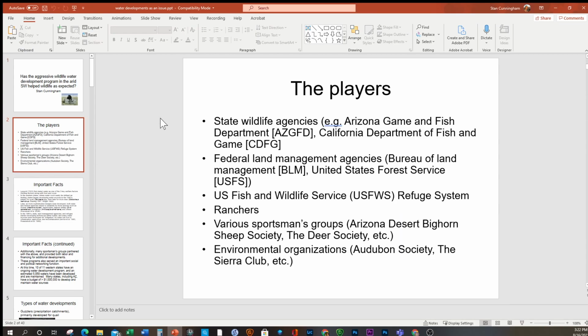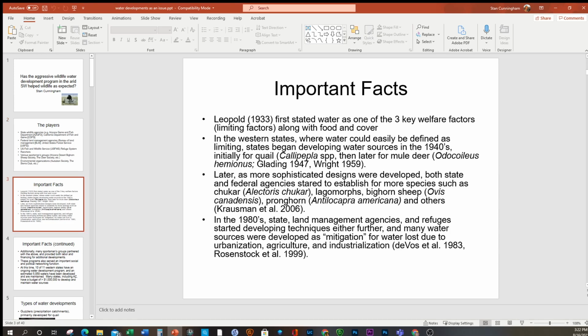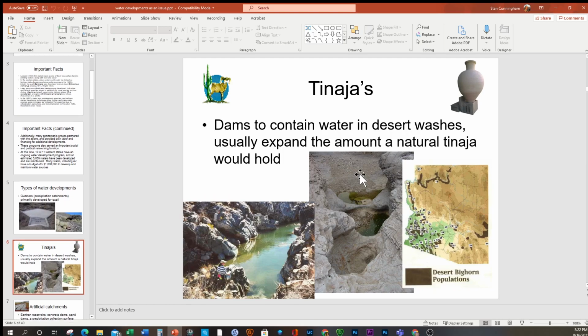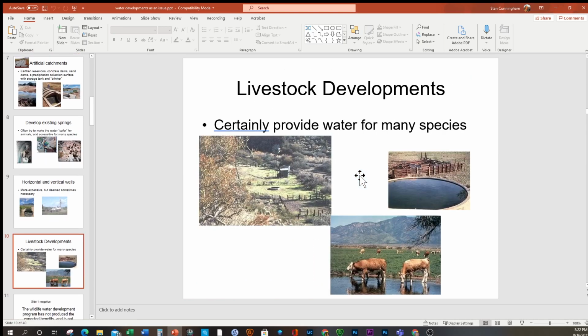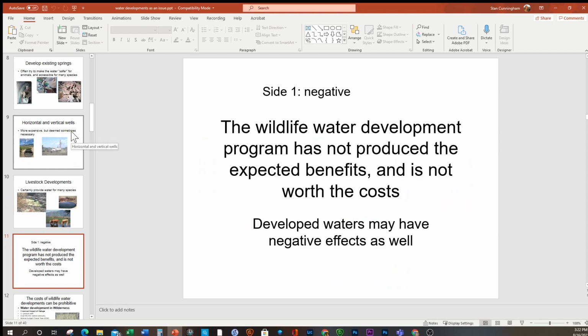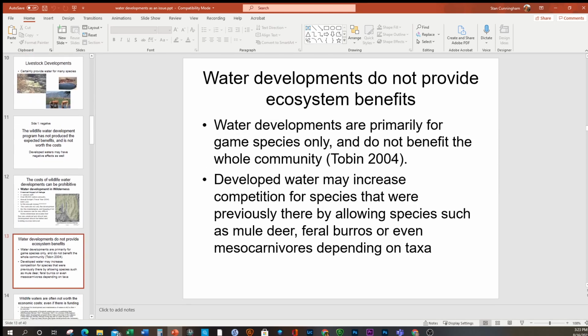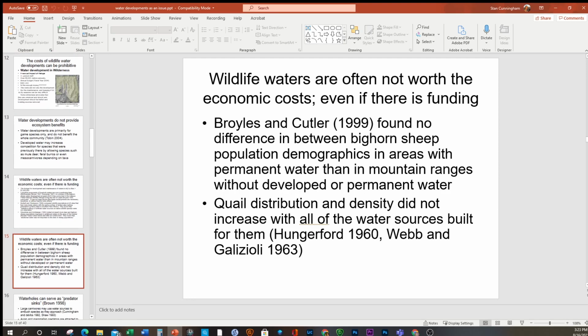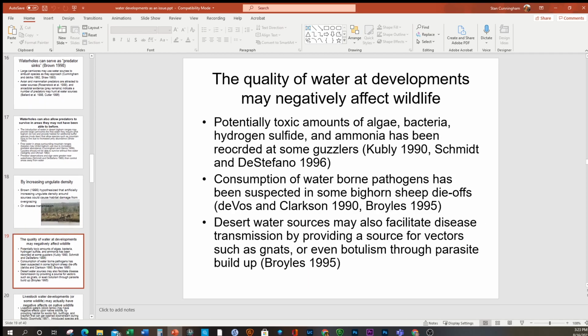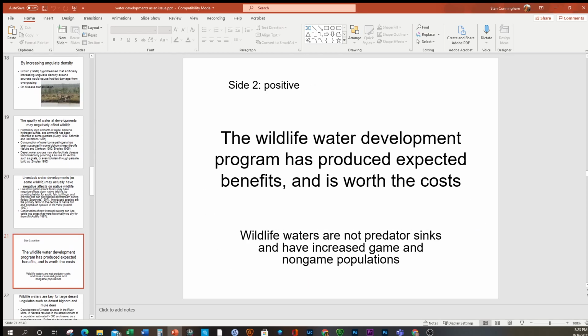So if I look at the players, and then I have the important facts. Now I can have 9 slides. Now this was a 45-minute lecture, and I want your PowerPoint to last 5 minutes, so you're not going to have that many slides. But here is side one. The Wildlife Water Development Program has not produced the expected effect and therefore is not worth the cost. So here I have research and facts and figures that back up that opinion. And it's quite a bit. Now again, I was doing a 45-minute lecture.